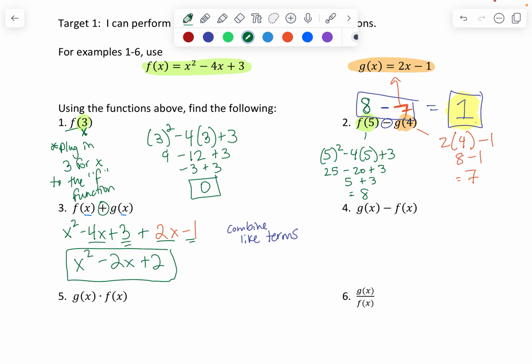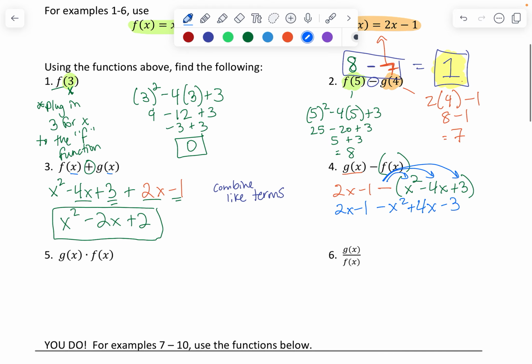Number 4, same thing. This one's just the other way around, and it's subtraction. It says take the g function, which is 2x minus 1, and then subtract the f function. We've done this before. Whenever you subtract, you have to put the second thing in parentheses: x squared minus 4x plus 3. Then ask yourself, what do those parentheses mean? That means we have to distribute the negative sign. So this becomes 2x minus 1 minus x squared, negative times a negative is a positive, and then minus 3. Then combine your like terms and put everything in standard form.